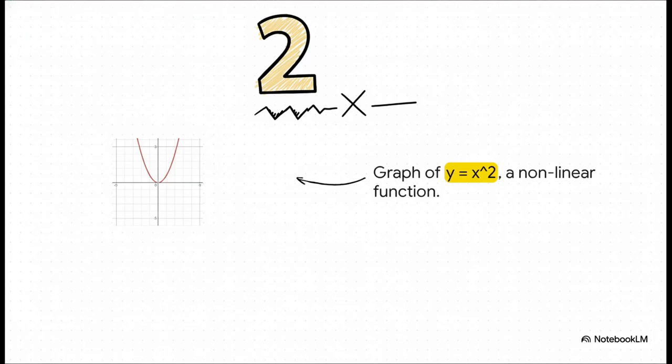Take a look at this equation, y equals x squared. Look at what happened to our nice straight line. It formed a curve, specifically a parabola. Why? Well, because the exponent on the x is now a 2. The degree is greater than 1, so this completely 100% fails the linear test. It is not a linear function.